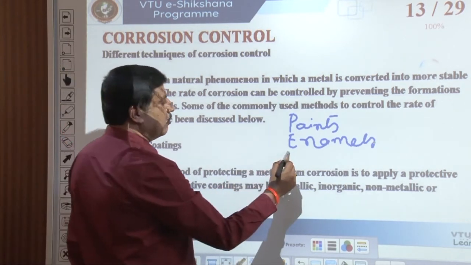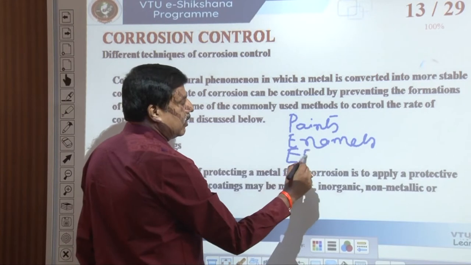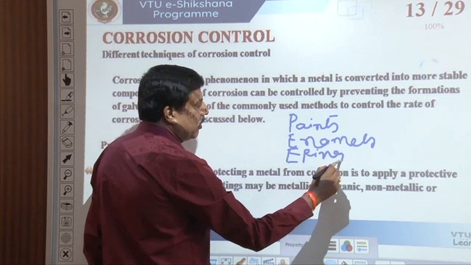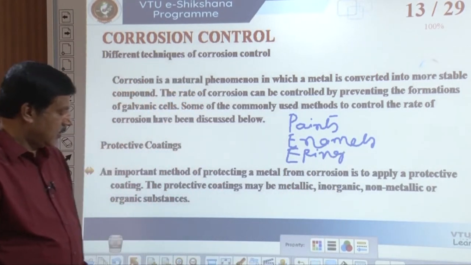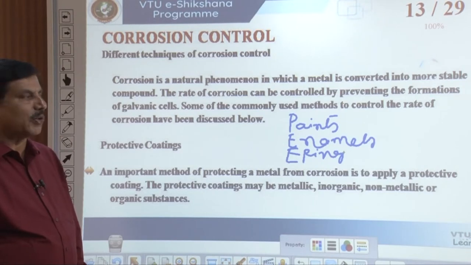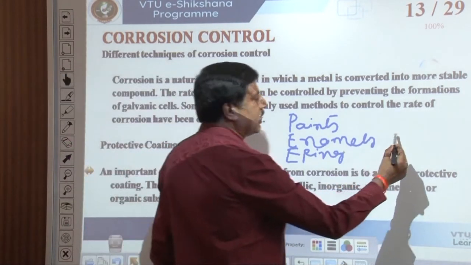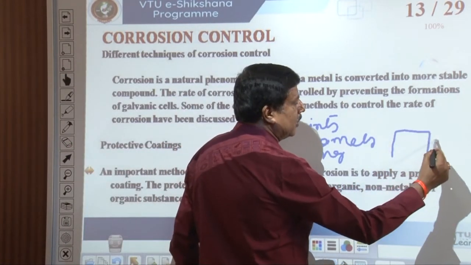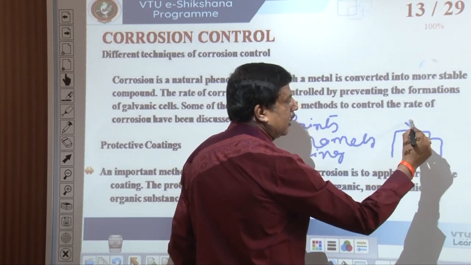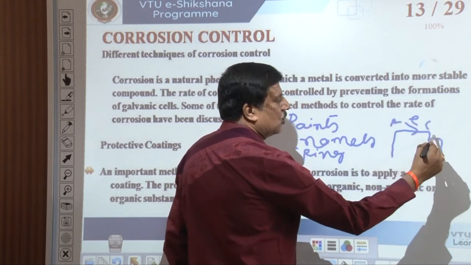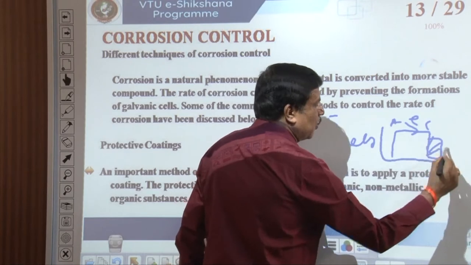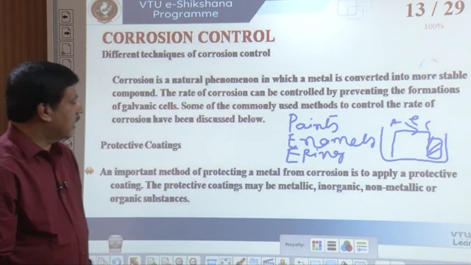Even the electroplating process is nothing but the deposition of one metal over another metal. That is cathodic protection. It is nothing but cathodic protection. Electrons flow from anode to cathode, and this part is going to be protected.